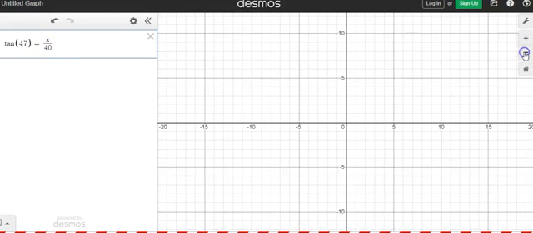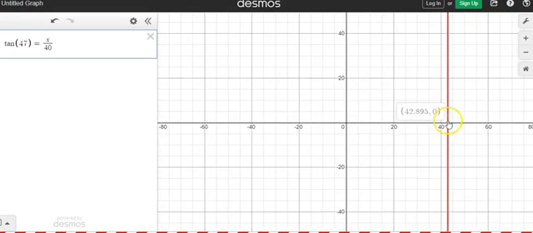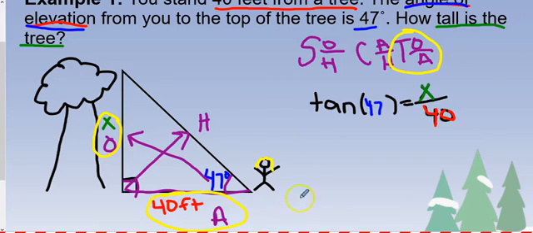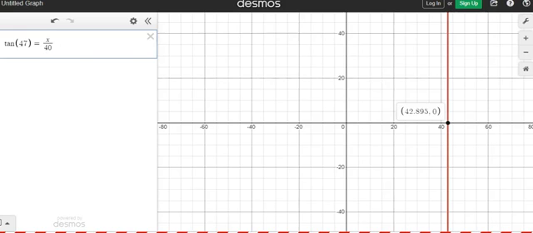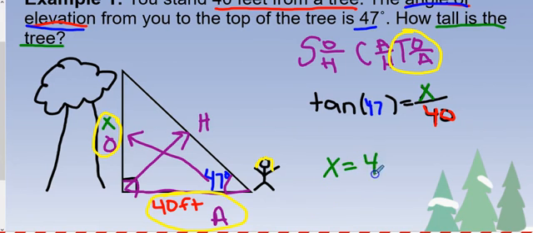Okay, I don't see my line. I'm going to zoom out till I can find it. And we're going to round to the 10th place today. So we've got 42.89. The 9 rounds the 8 up, so 42.9. And because we're dealing with real life things, we're going to make sure we put the measurement as well, or the unit. So X is equal to 42.9 feet.